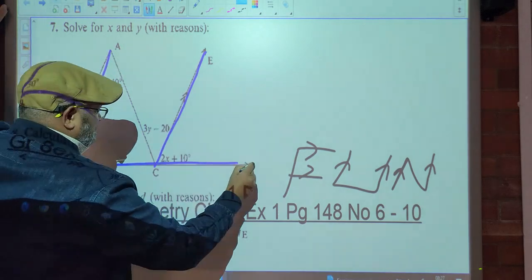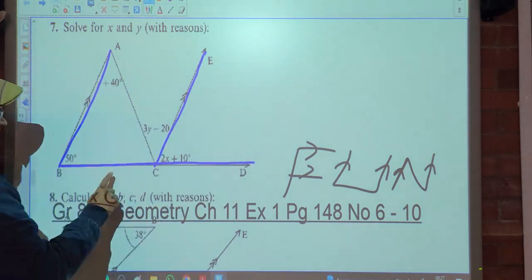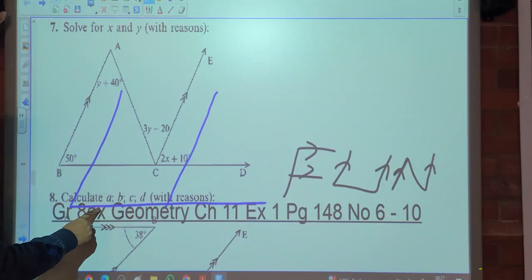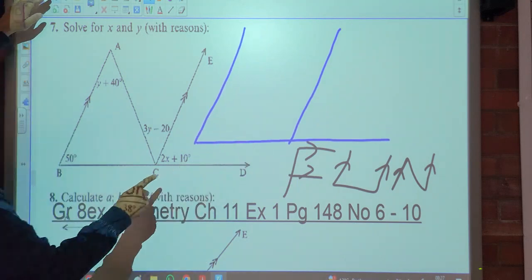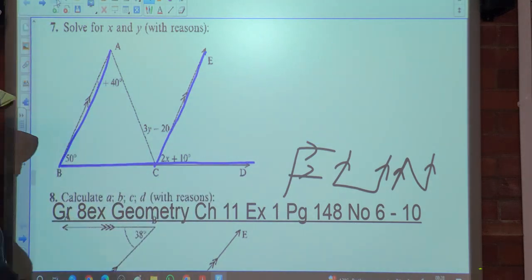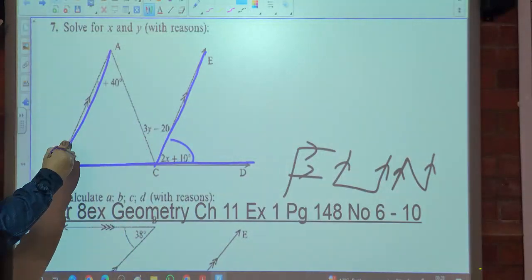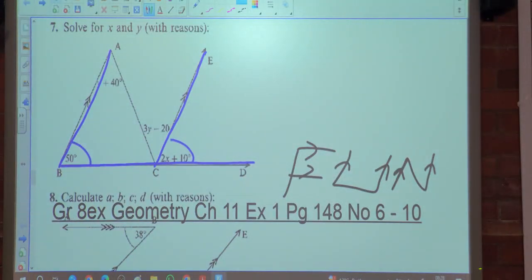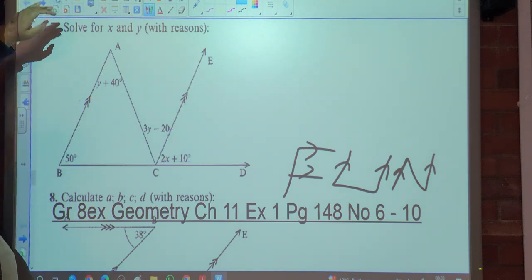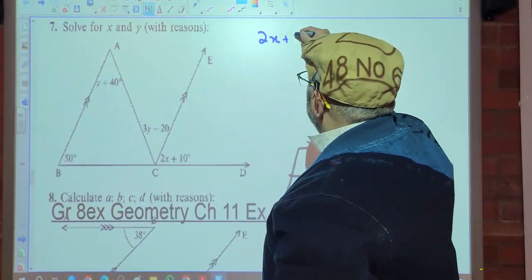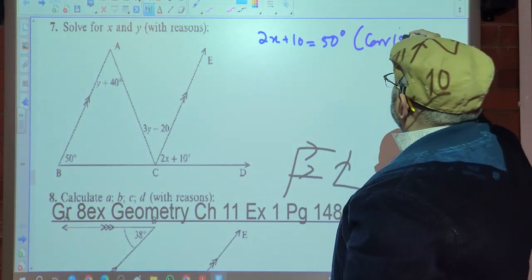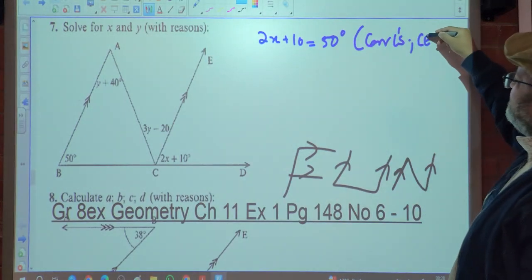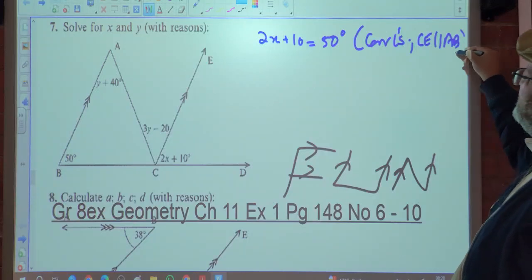F, which is corresponding angles. Can you see that, people? Not O, it's an F. Does it look like an O? No. Okay, it's an F. Which means to say that 2x plus 10 is equal to 50 degrees. You guys understand? So let's go. 2x plus 10 is equal to 50 degrees. Why? Corresponding angles with CE being parallel to AB.